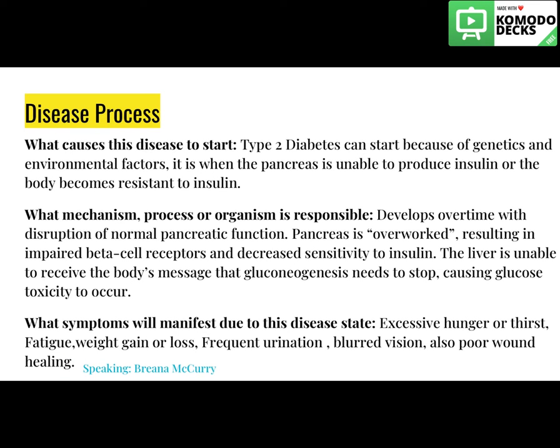The disease process for type 2 diabetes starts because of genetics and/or environmental factors. It is when the pancreas is unable to produce insulin or the body becomes resistant to insulin. This develops over time with disruption of normal pancreatic function. The pancreas is overworked, resulting in impaired beta cell receptors and decreased sensitivity to insulin. The liver is unable to receive the body's message that gluconeogenesis needs to stop, causing glucose toxicity to occur. Some of the symptoms that will manifest are excessive hunger or thirst, fatigue, weight gain or weight loss, frequent urination, blurred vision, and also poor wound healing.